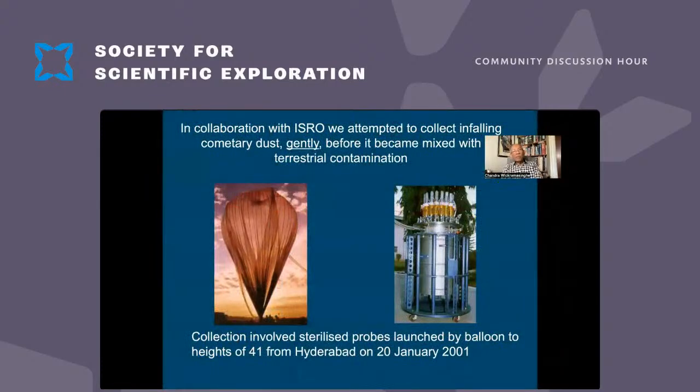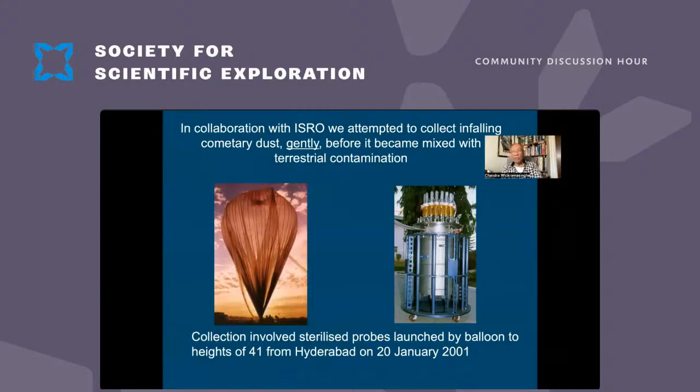So could it be verified? Could we collect this cometary debris gently before it became mixed up with the Earth's muck, Earth's bacteria, and so on, and examine it? We tried to do this in the run up to the new millennium. We didn't have any luck from European, American, British space agencies. But the Indian Space Agency, called ISRO, Indian Space Research Organization, came to the rescue.